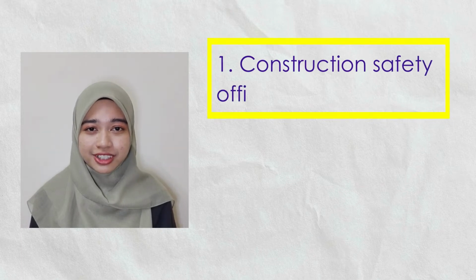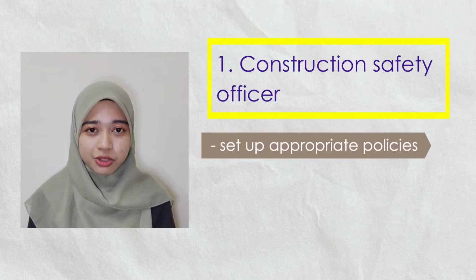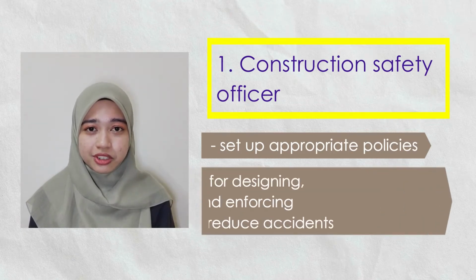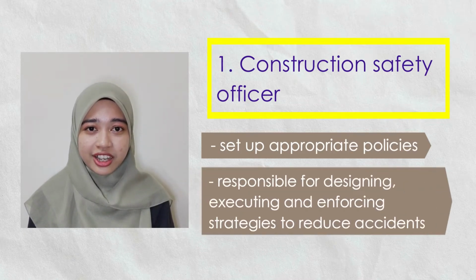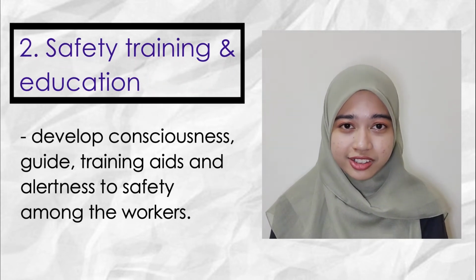The first is the construction safety officer. They are needed to set up the appropriate policies to be used, and they are responsible for designing, executing, and enforcing the strategies to reduce the accidents on the site. Next is the safety training and education. They are required to develop consciousness, guide, training aids, and alertness to safety among the workers.